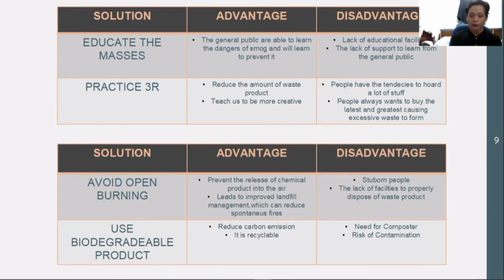So when a non-biodegradable product is lumped together with a biodegradable product, they will contaminate one another, causing the biodegradable product to lose its decomposing nature, causing it to not decompose. This will only increase the volume of excessive waste to be produced, because the biodegradable product lost its nature to decompose properly. So that is all from me. Thank you very much for listening.